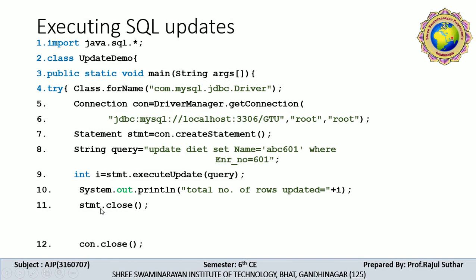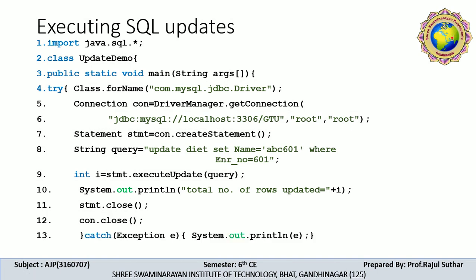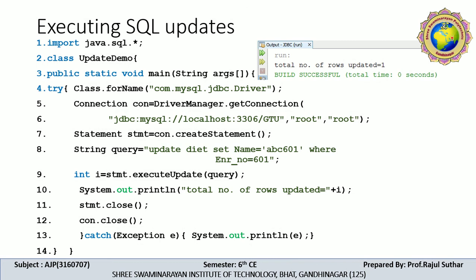Statement.close, connection.close, and the exception catch with System.out.println. So what is the output of this program? Here System.out.println total number of rows updated gives 1, because we are updating only a single entry: update set name is equal to ABC601, where enrollment number is 601.